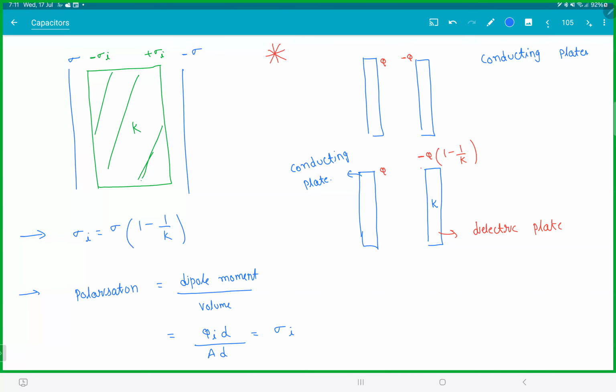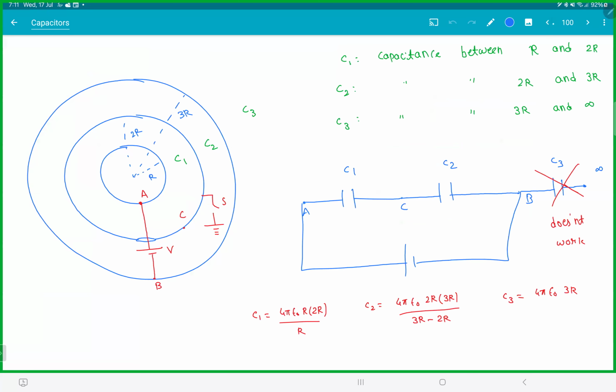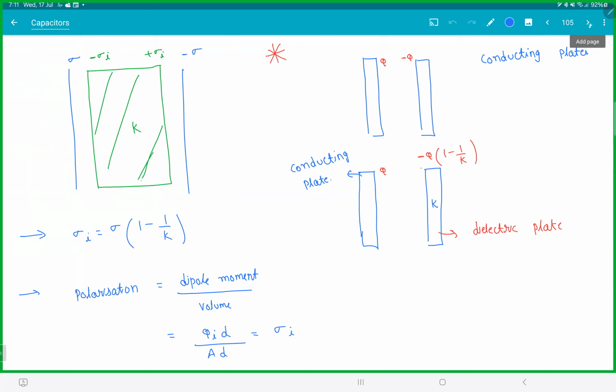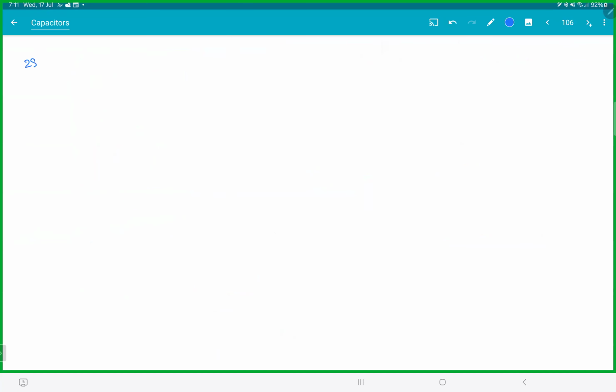Let me show you a question on this. Any doubts on this? They'll frame a question like this. We have two conducting plates.